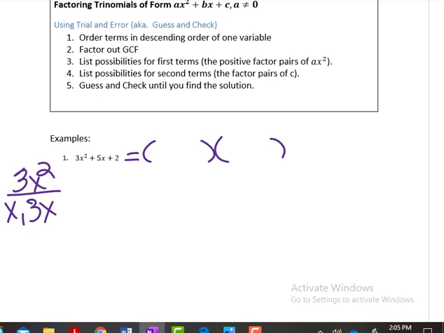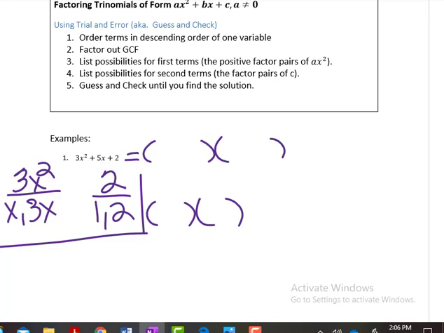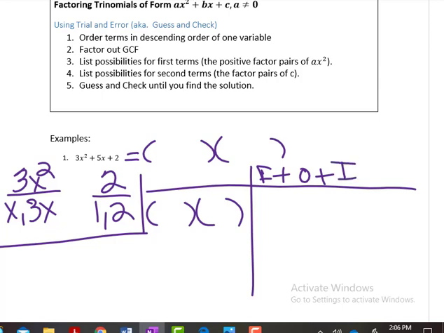Step 4 said to list the possibilities for the second term, otherwise known as the factor pairs for 2. For 2, the only factor pair is 1 and 2. That's the only way that you can multiply to 2. Okay, we'll hold that information, but we're going to try two different binomials and multiply them. We're going to guess which one is our solution, and then we are going to do the F plus the O plus the I plus the L. So we're going to unfoil and check it.